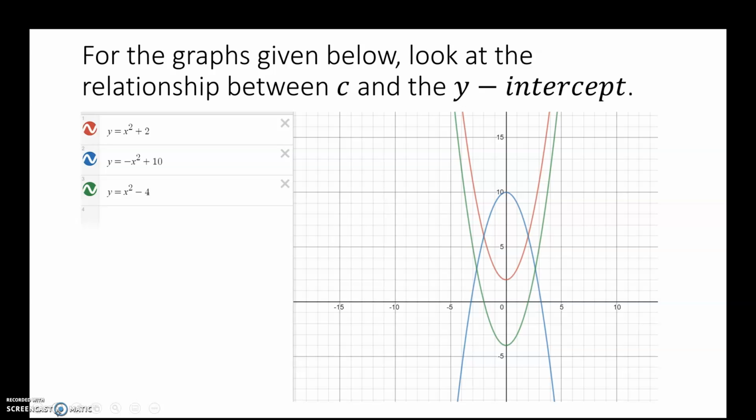All right, for the graphs given below, look at the relationship between the value of c and the y-intercept. So what's c? Well, standard form is ax squared plus bx plus c. So what's c called? C is our constant term.